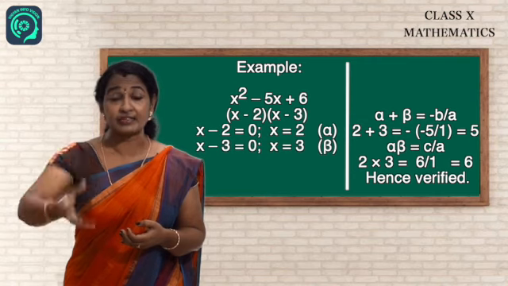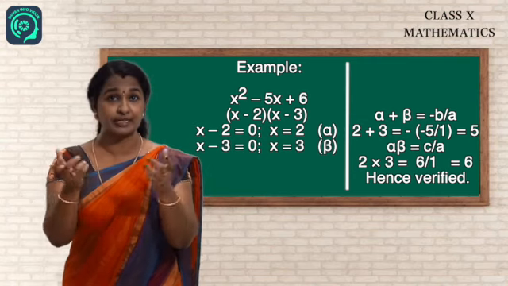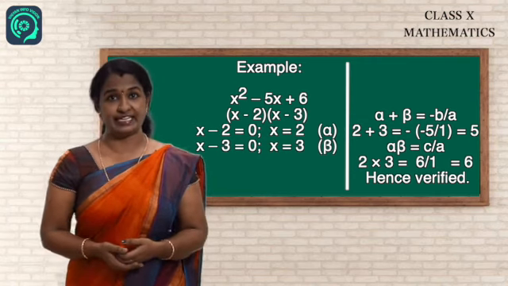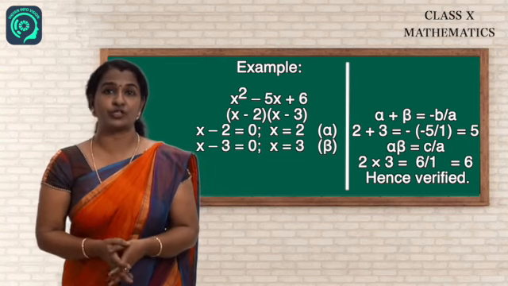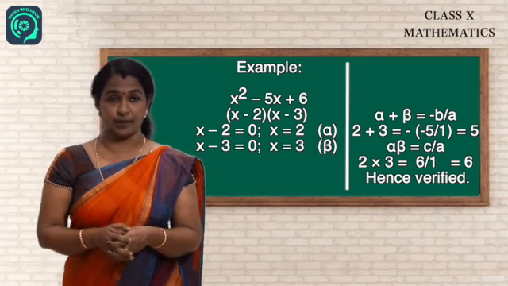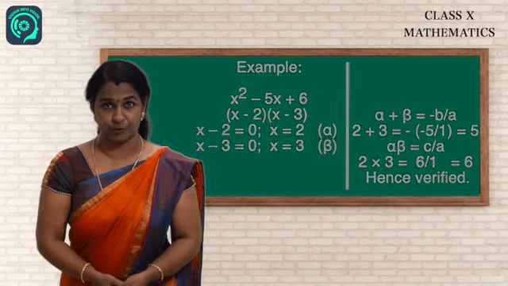If you are able to factorize the quadratic polynomial using the middle term splitting method, it will be very easy for you, and you can verify the relationship between zeros and coefficients of a quadratic polynomial. So I think that part is clear for you.